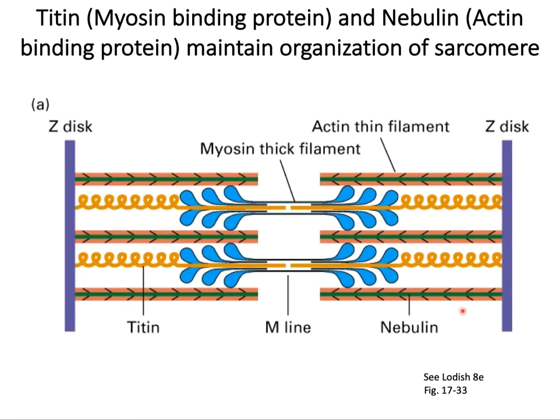So here is nebulin, shown in this dark green line. Nebulin binds to the side of the actin filaments, which confers even more stability to the structure. Then there is titin, which is the myosin binding protein, and it is this spring-like or curly Q-like protein in this diagram that is bound near the globular heads of the myosin, and it also interacts with the protein of the Z disc right here.